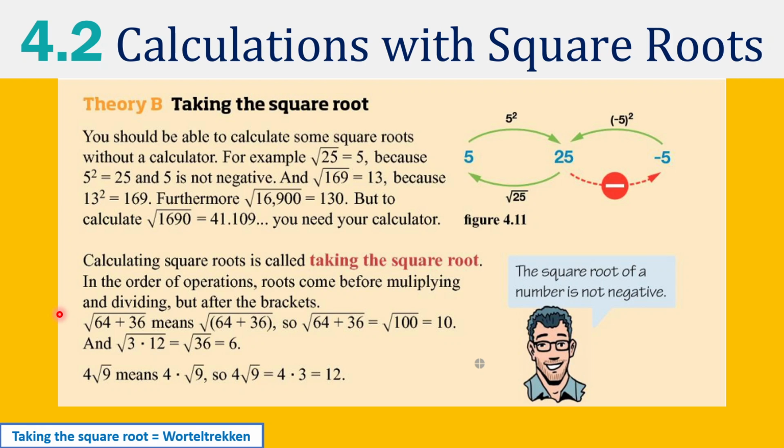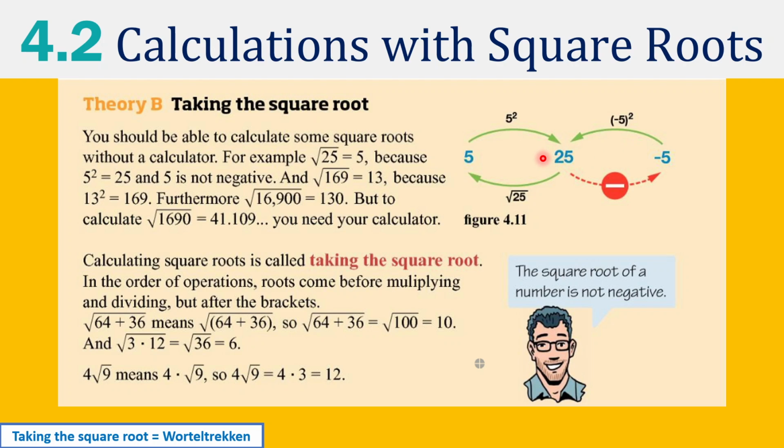Welcome back everyone to Theory B of 4.2, calculations with square roots, and here's where we're really going to work with, calculate with, and later on in this chapter also simplify with square roots. If I take a look at the square root, you can say that the square root is the inverse of a square. If I want to calculate what 5 squared is, I do 5 times 5, and that's 25. If I take the square root of 25, that's actually asking yourself this question: which number times itself is 25? That's 5 in this case, right?